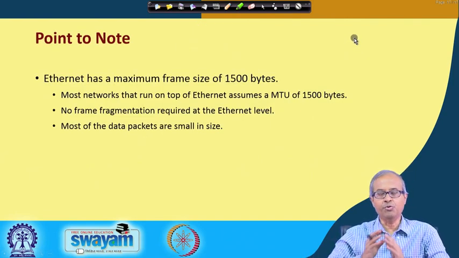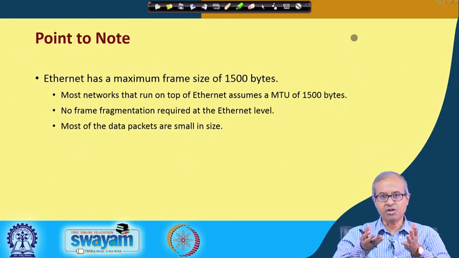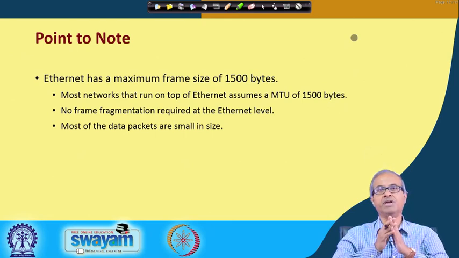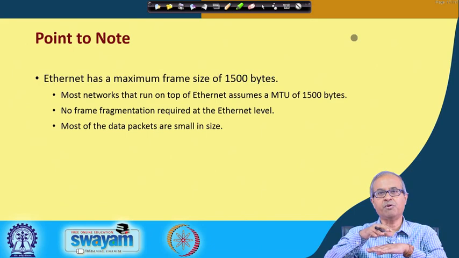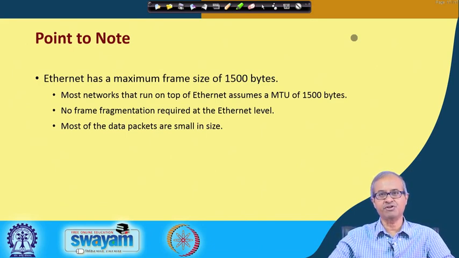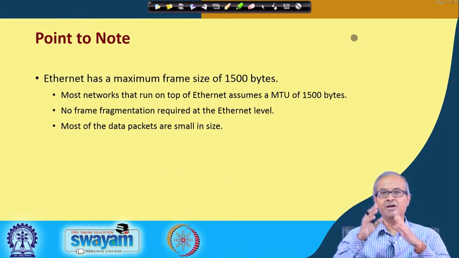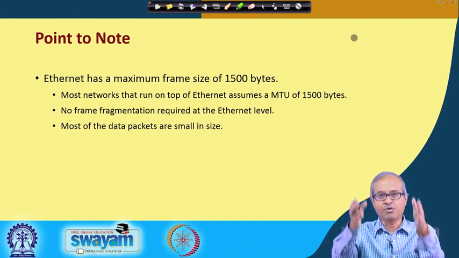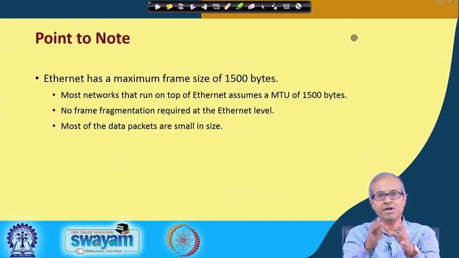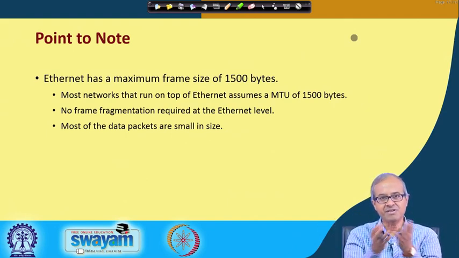So, the point to note is that this IP protocol that we are talking about mostly runs on top of the Ethernet protocol in most of the networks we see. Now, in Ethernet, which is at the data link layer, the maximum frame size is 1500, but the IP protocol can have a packet size of maximum 65,000, approximately 64K. So, when a packet goes down to the Ethernet level, it has to be broken up into smaller frames. So, there is some kind of fragmentation happening at the Ethernet level.